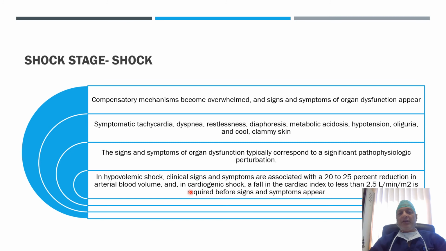In a similar way, in cardiogenic shock, a fall in the cardiac index to less than 2.5 liters per minute per meter squared is required before signs and symptoms appear.